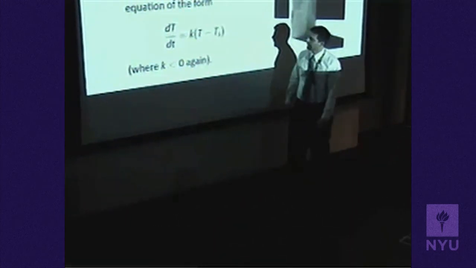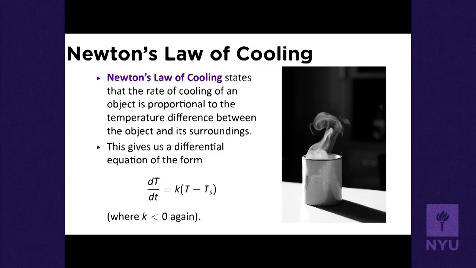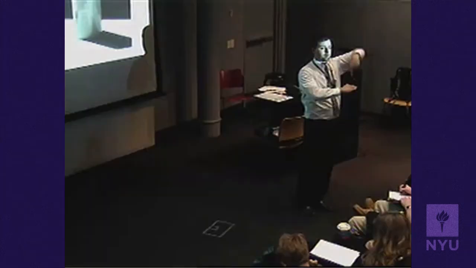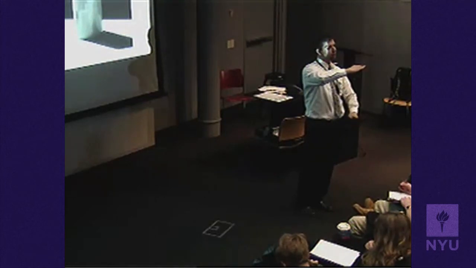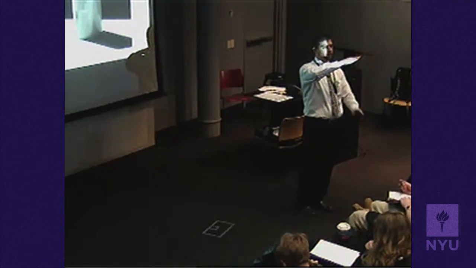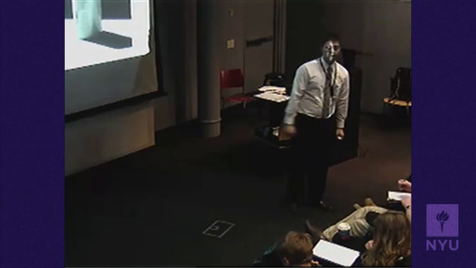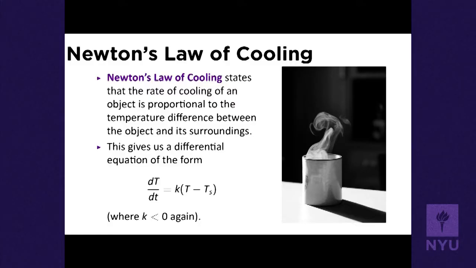And again, that constant, that k, is going to be a negative number, because if the difference between the object and the surroundings is positive, then the change is going to be negative. It's going to be pulled down. If the difference is negative, then the thing will warm up. Its temperature will increase. So once again, a law becomes an equation. This is why differential equations are so useful: they're a mathematical expression of the laws of nature.